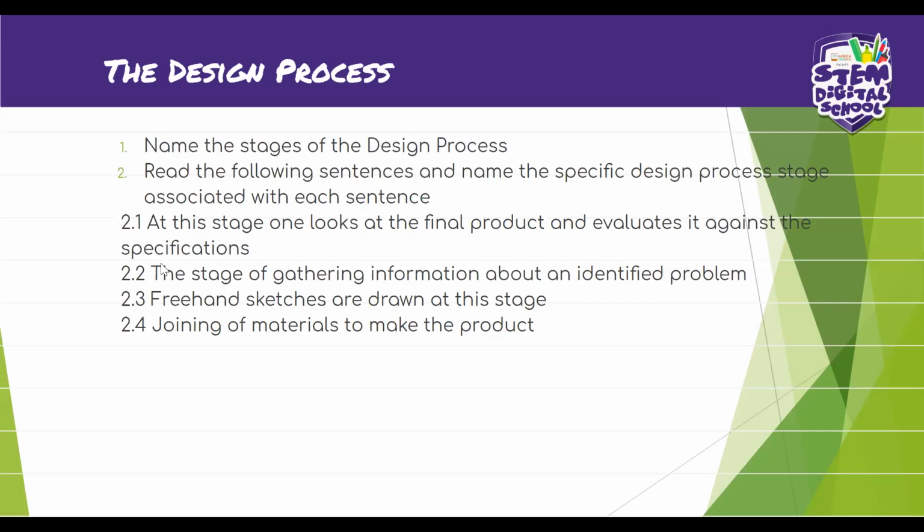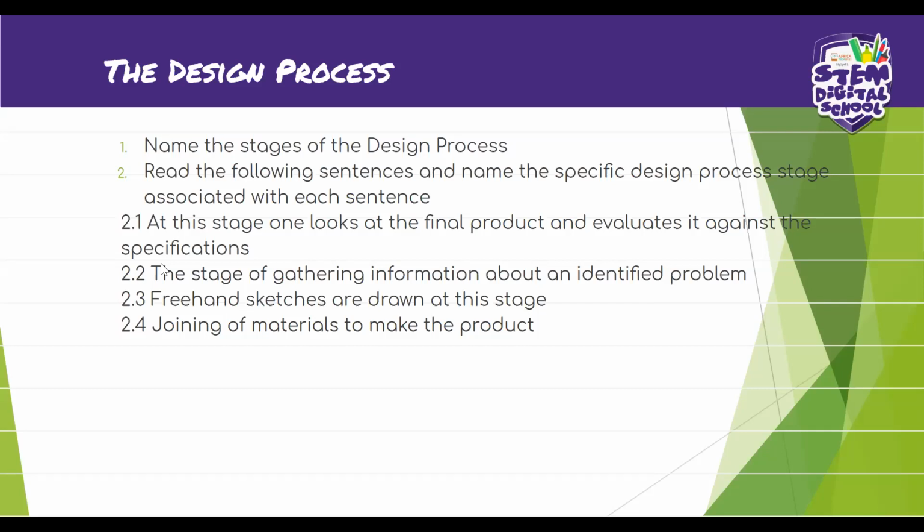At which stage do you join materials to make the product? The making stage. You join the materials to make the product. But remember, in the making stage, that is also where you draw the final drawing. We call it the working drawing. The final drawing or the working drawing, you draw it in the making stage. I want you to jot this down in your notebook. The things that you do in your making stage. One, you draw the final drawing or the working drawing.